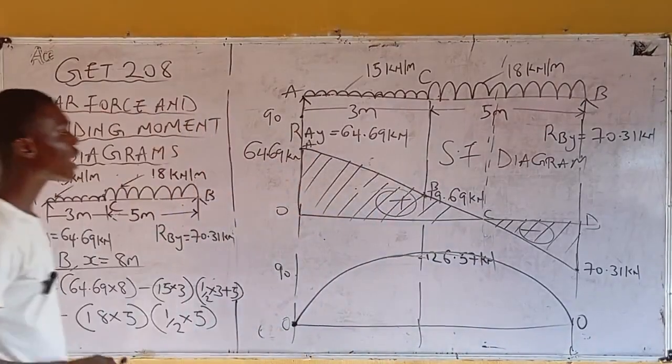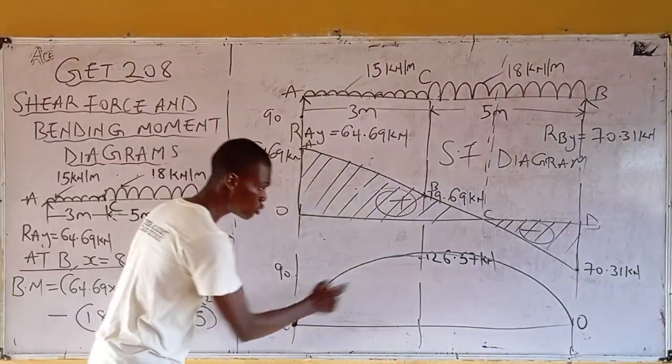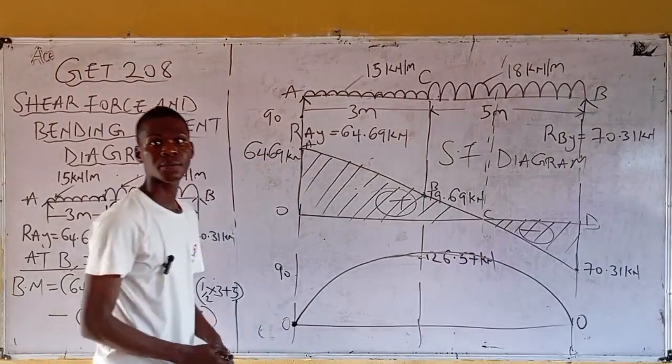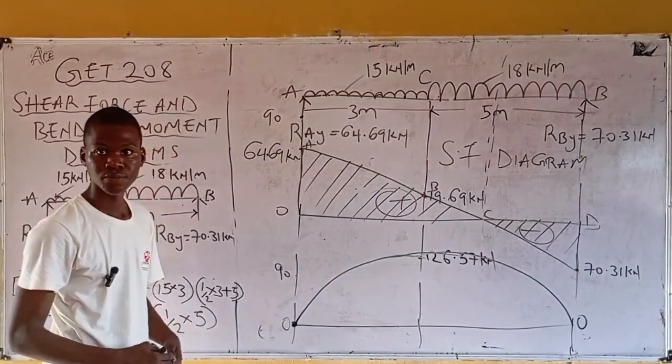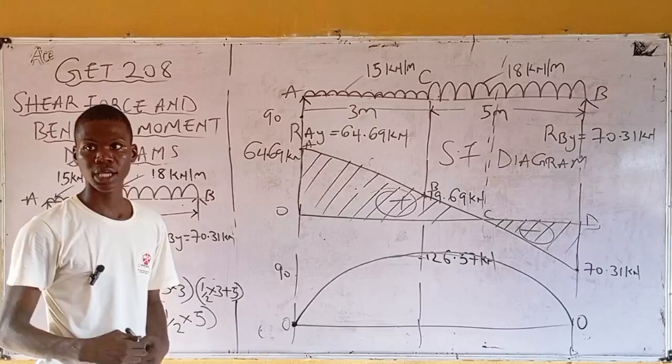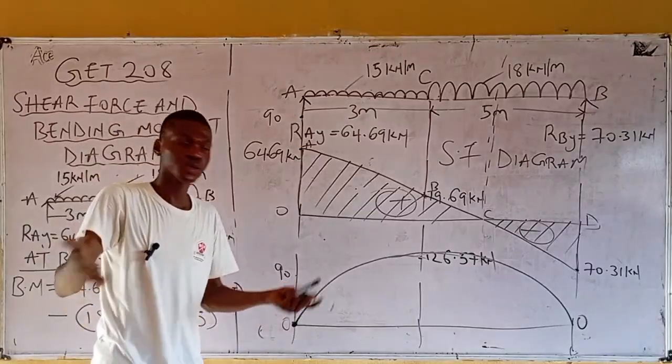If it is a U.D.L, you must have this. That's what we are saying, because the load is spread across the distance. Once the loads act directly downward, you get the curve on the edge.